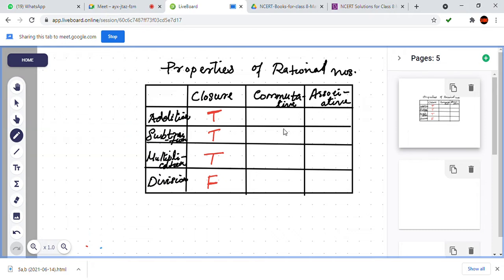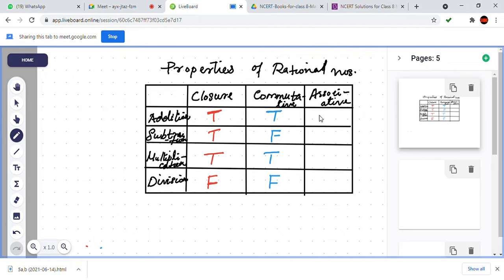Then we can take the commutative property. Commutative property is true in addition, but in subtraction it is false, and in multiplication it is true, and in division it is false. So in two cases it is true, but in the other two cases it is false.